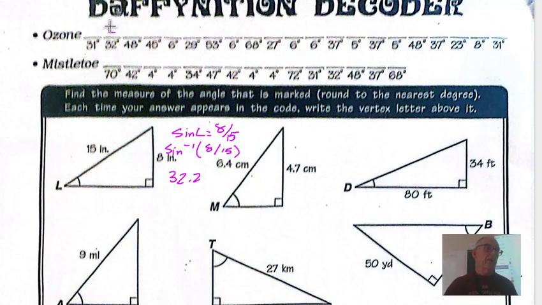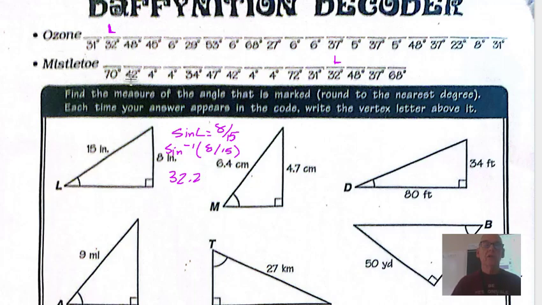If you have like a TI 30 or 34, you got to crunch the numbers, get the decimal, and then you do sine minus 1 of that decimal, and it should give you the 32.2 degrees. So L is equal to 32.2. And I guess this is rounded off to the nearest tenth. So 32 is this one.